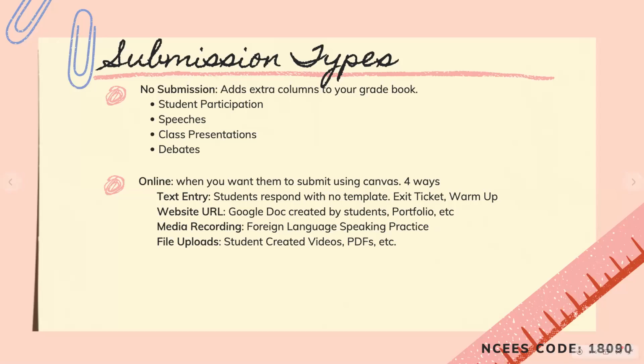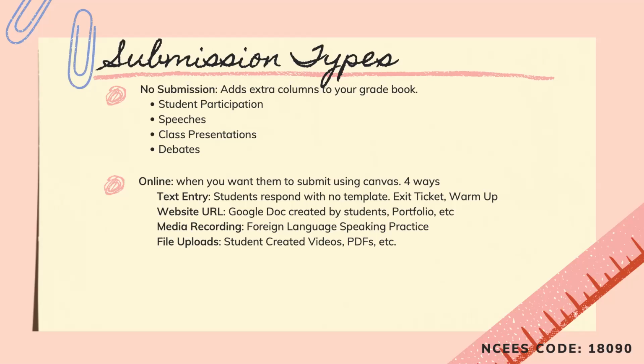There are 4 different submission types inside of Canvas. The first 2 that we're going to look at are no submission and online submission. No submission simply adds another column, or several columns, in your grade book in Canvas that you'll be able to sync to PowerSchool. You would use no submission, for instance, for a daily participation grade.